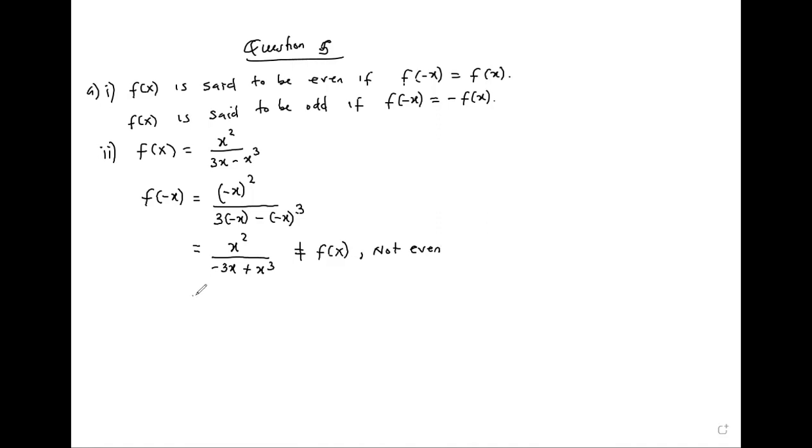When you continue, you check if it's odd, you factor out a negative and see what you will remain with. You will remain with 3x minus x cubed. Is the inside the same as f? Of course it is. So f of x is odd. That's how you determine whether a function is even or odd.